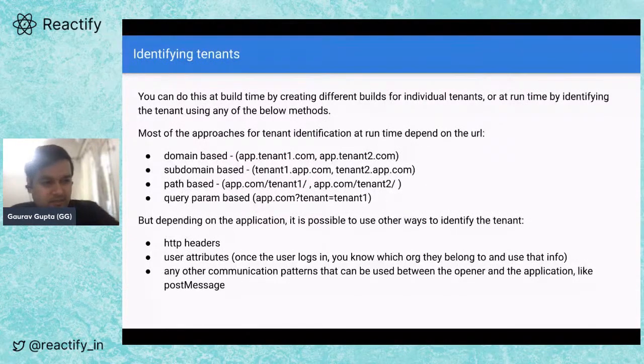Maybe from the initialization point, you can just send this information in headers, or you can not change the URL, but whenever the user logs in, you know which organization they belong to, so you just customize everything for that user for that organization. Or any other communication patterns like post message. If your application is an iframe, then the parent application can just provide the tenant information in post message. So any communication patterns work based on what kind of requirement your application has.